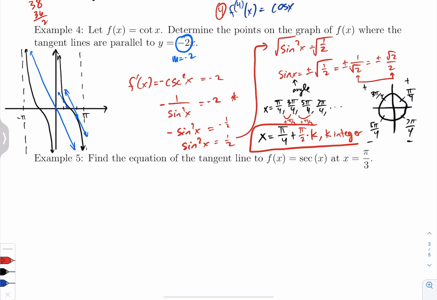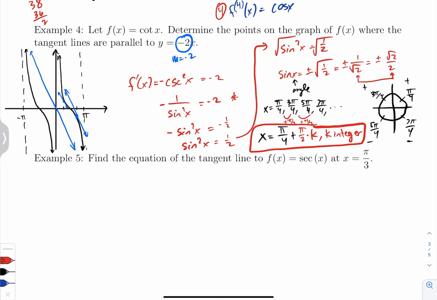And all that means is if I put in an integer, k, it could be 0, it could be 1, 2, 3, 4, 5, 6. If I plug in that value for k, I'm going to get an angle that will solve that equation. And that makes sense because the cotangent graph goes on all the way to the left and all the way to the right. It goes on forever. So we have an infinite number of places where we have a tangent line that has a slope of -2.